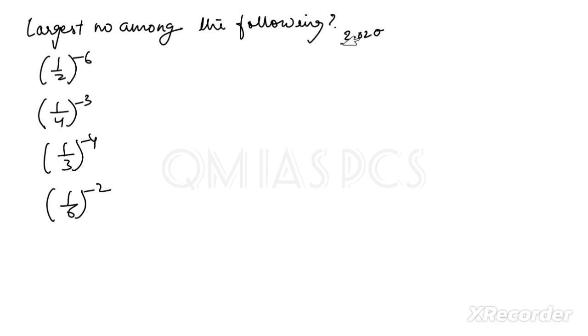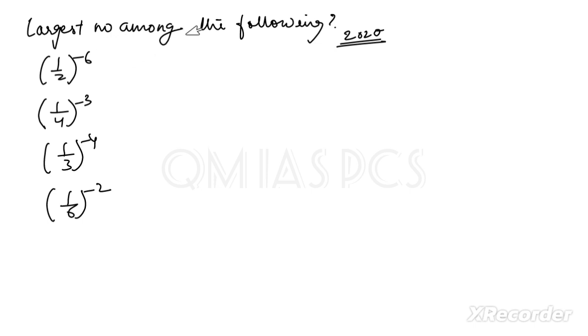So look at this question. They are asking for the largest number among the following. We have to find which number is largest. So just look at this one. Whenever the power is negative, just try to make it positive, because in negative form it is difficult to solve.